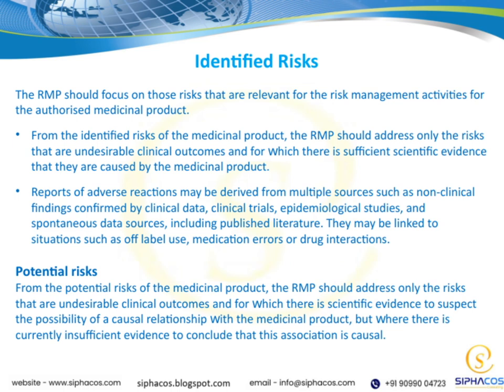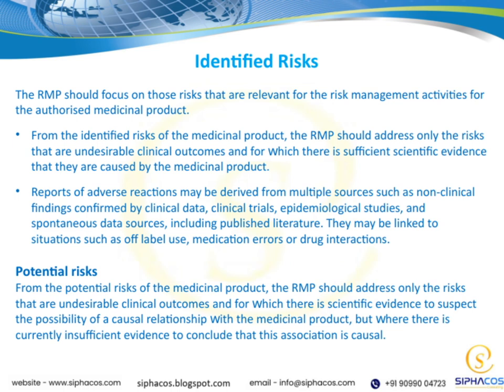Reports of adverse reactions can come from many sources. These include non-clinical findings confirmed by clinical data, clinical trials, epidemiological studies, and spontaneous reports such as published literature. It's also important to consider situations like off-label use, medication errors, or drug interactions, as these can influence the safety profile. Now, when we talk about potential risks, we're referring to those outcomes that might be linked to the product based on scientific suspicion, but where the evidence is still not enough to confirm causality.